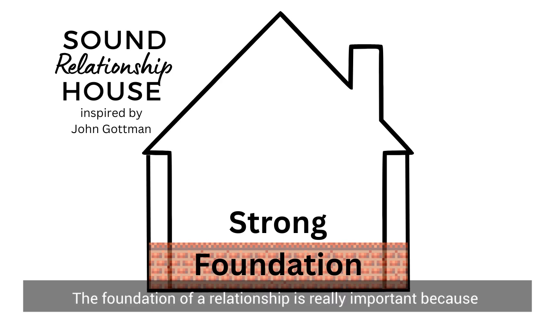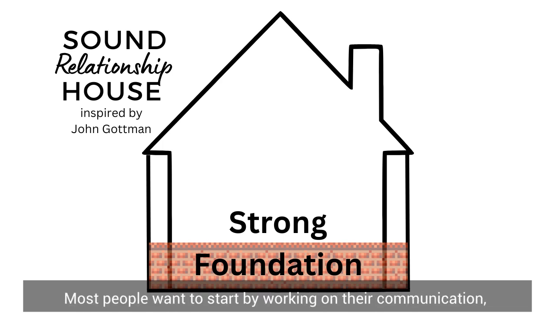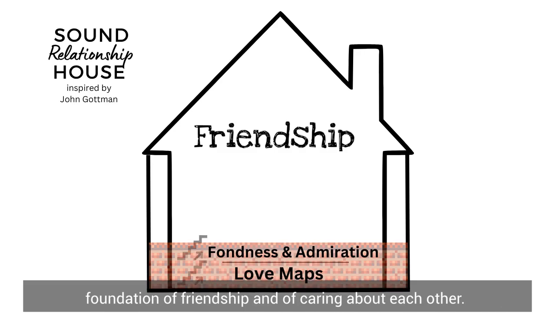The foundation of a relationship is really important because it is the thing that supports all of those other things you're trying to do. Most people want to start by working on their communication, but communication doesn't go very well unless you have that strong foundation of friendship and of caring about each other. So the first 2 floors of the Gottman house focus on building an understanding and a feeling of caring and affection towards your partner.